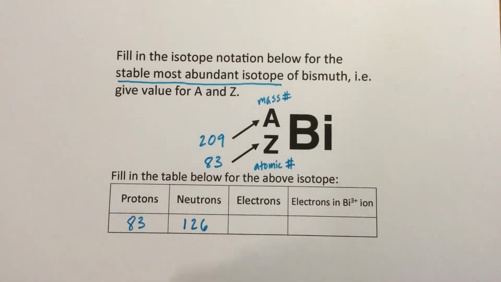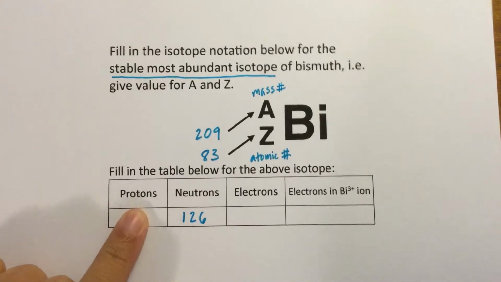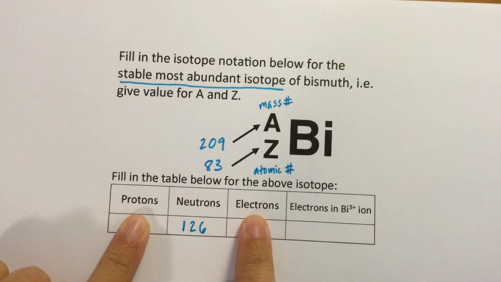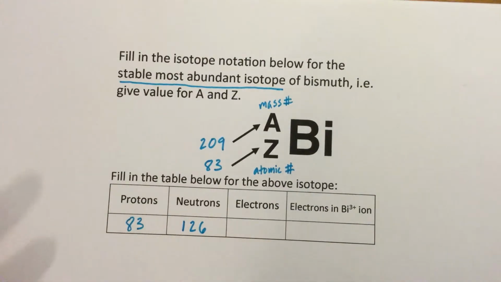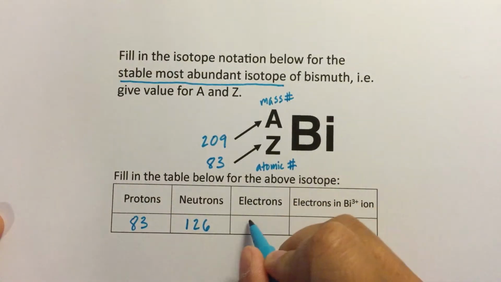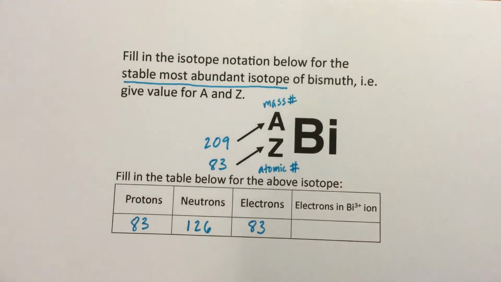Electrons are kind of tricky here. It doesn't give you any information about a charge. So when you're determining the electrons, you should always assume that the isotope is neutral. And if it's neutral, it means that the protons, which have a positive charge, and the electrons, which have a negative charge, should be the same. They should cancel each other out if the element is neutral. So we're going to say 83 electrons to balance out the 83 protons.